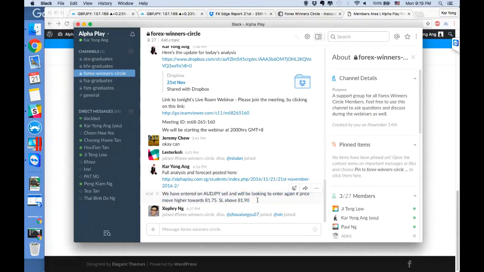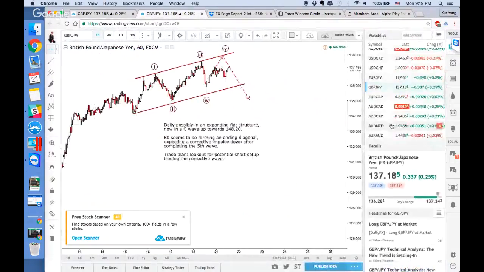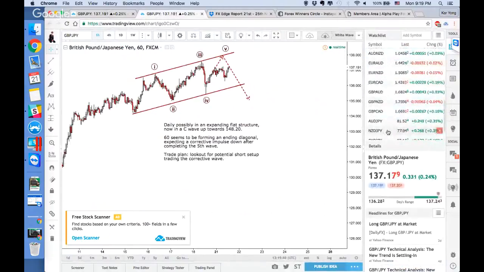From time to time, I'll also update you on some of the trades that we're going to take. Aussie Yen, I've shorted. If price rallies higher towards 81.75, we'll be looking for another opportunity to take a short trade, and I'm going to quickly share with you why we shorted it and why we are looking to take those trades.